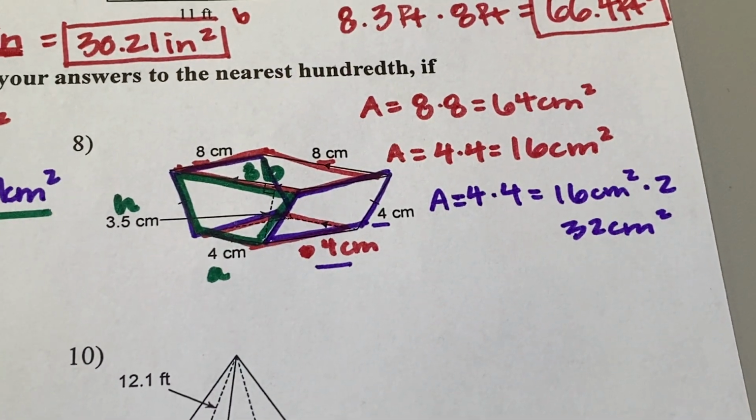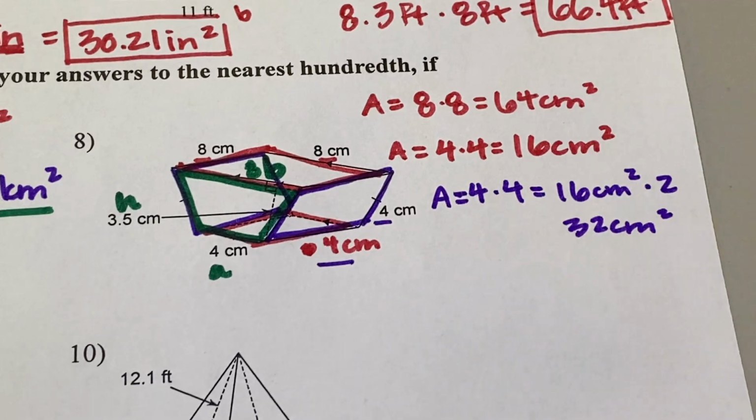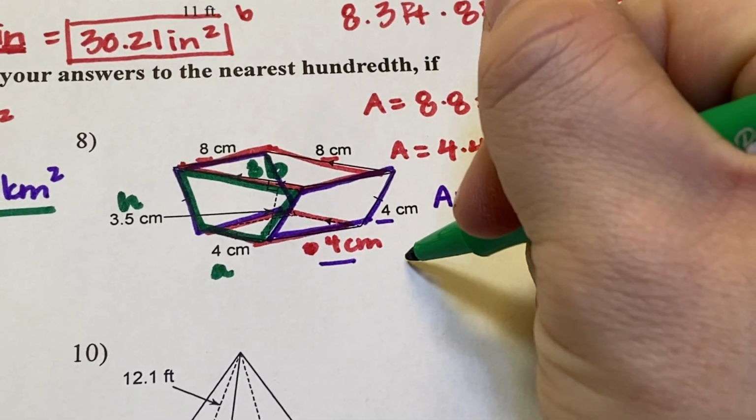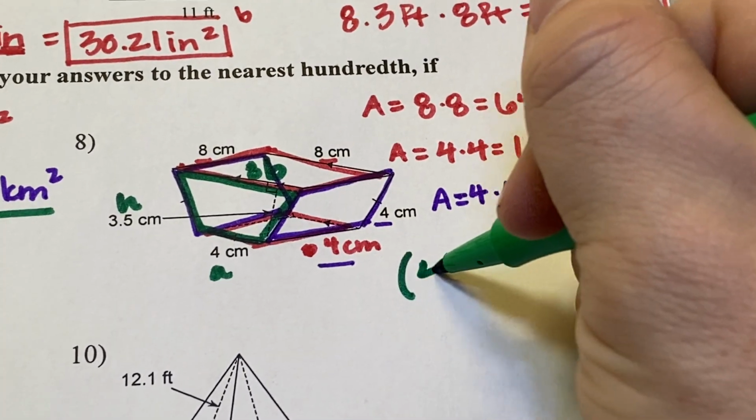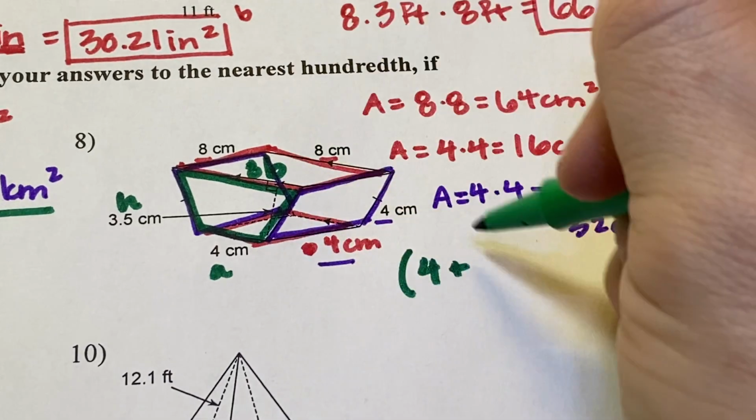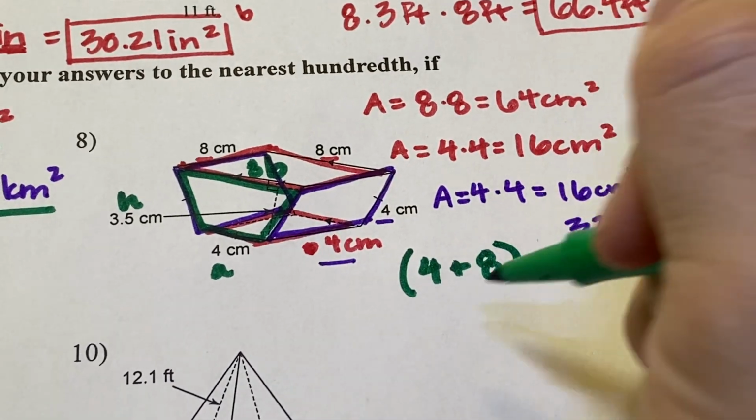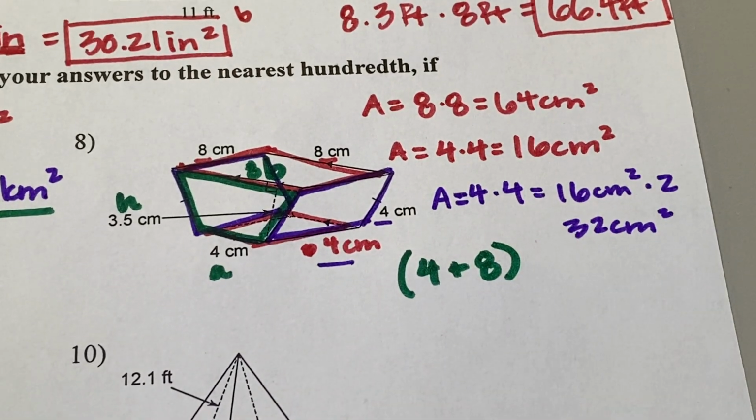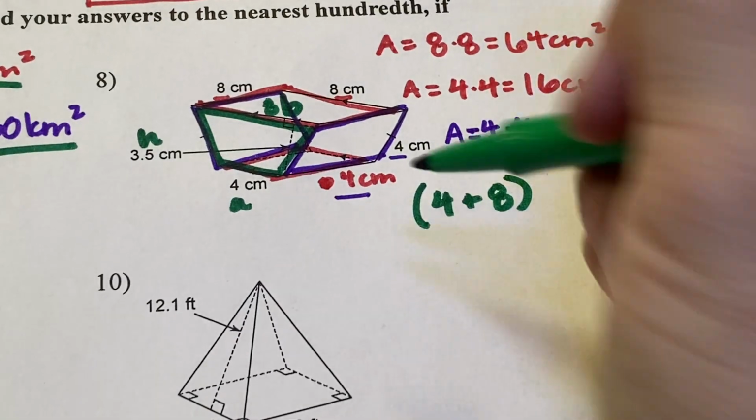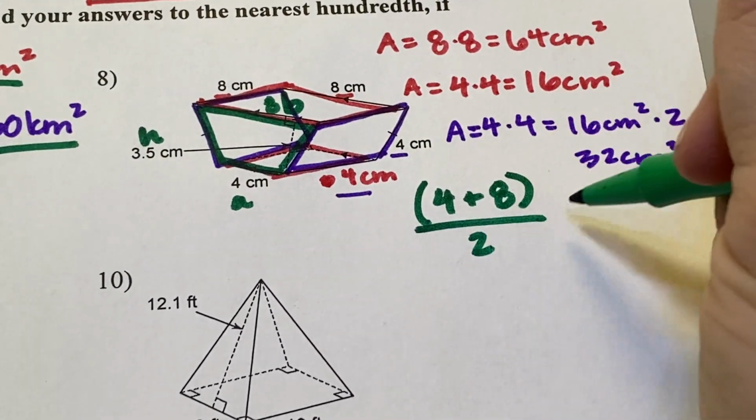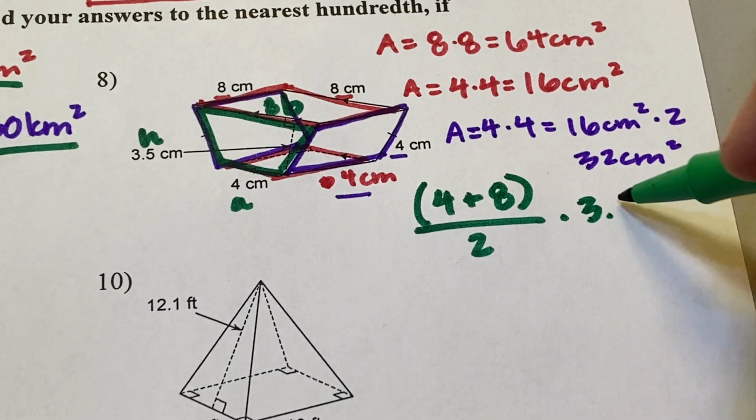Okay, so let's go ahead and plug that in. We have the area of this is going to be A, 4, plus B, 8, on top. Divide by 2 and then multiply by the height.